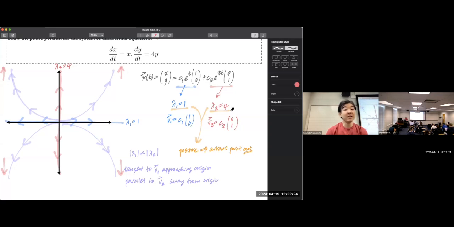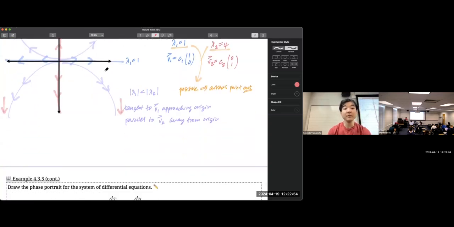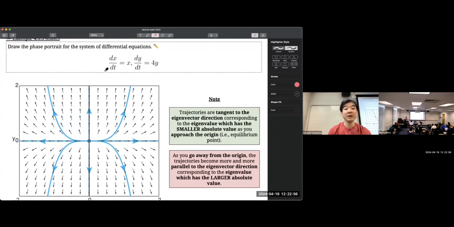If they're negative, then everything flips because t is now becoming negative t, and so forward time and backward time are flipped. And then your purple, the way it bends, is going to depend on the magnitude of your eigenvalue. So it's going to bend towards the eigenvector with the smaller magnitude eigenvalue and then become parallel to the eigenvector that has the higher magnitude as you go out from the origin. Okay, so this is what the summary is.